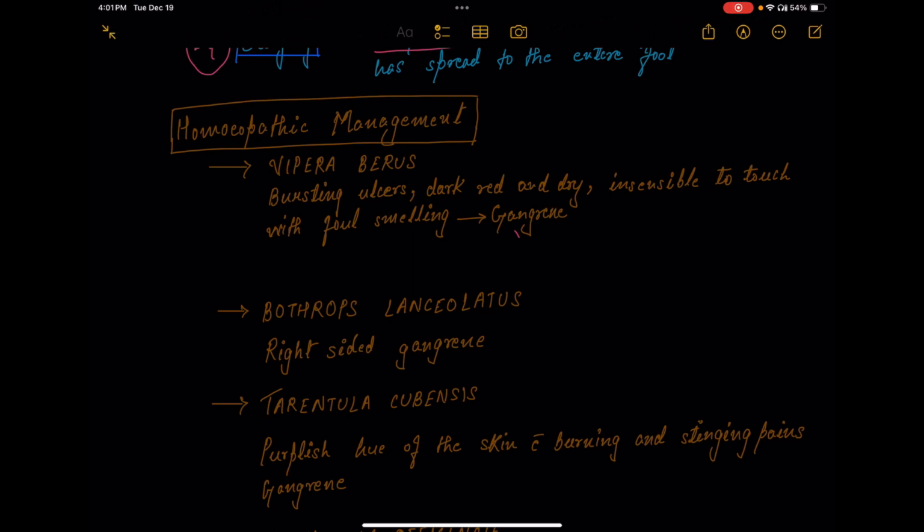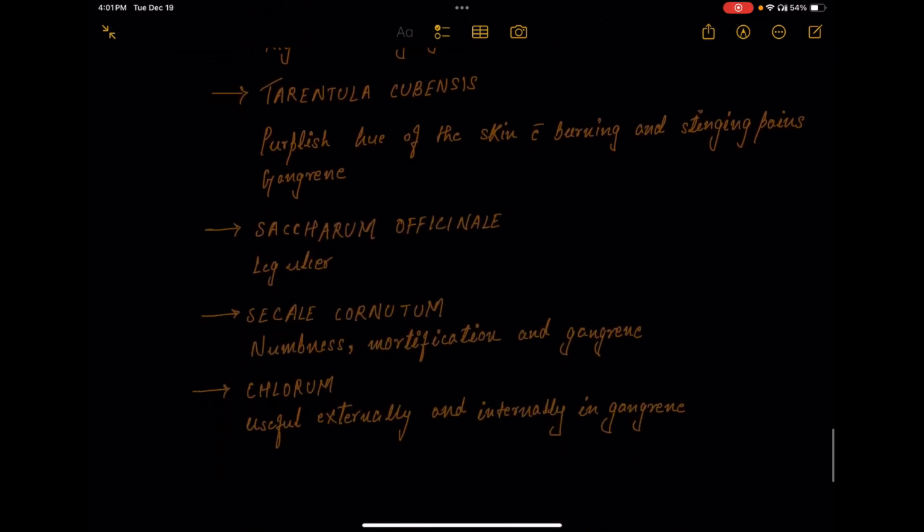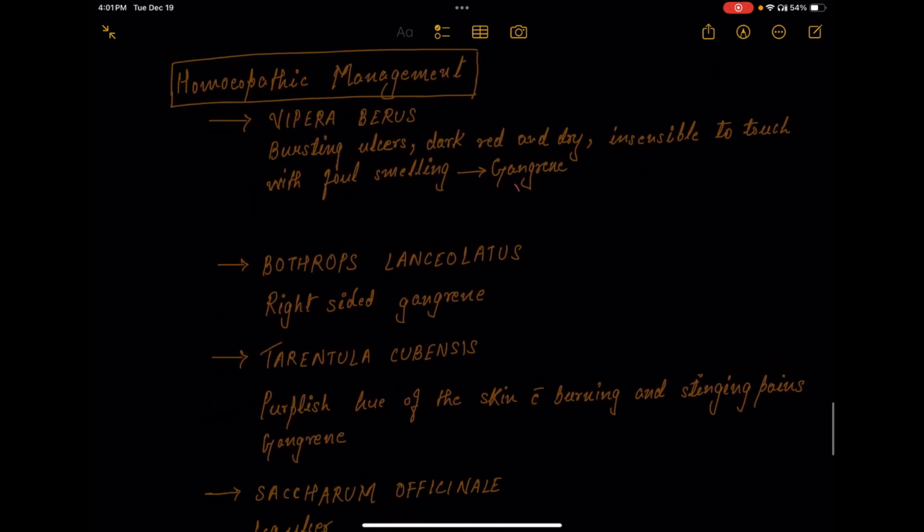So now the homeopathic management of diabetic foot gangrene. The first is Vipera berus. We prescribe this remedy if there are bursting ulcers, which are dark, red, and dry, and they are insensible to touch with foul smell. If these kinds of symptoms are seen, then we can prescribe Vipera berus.